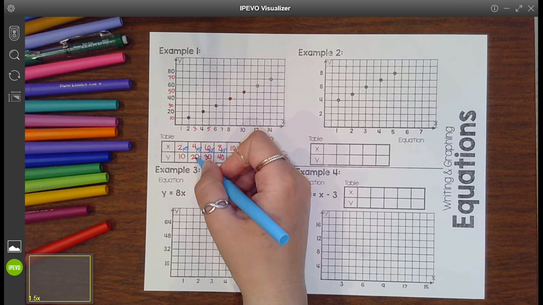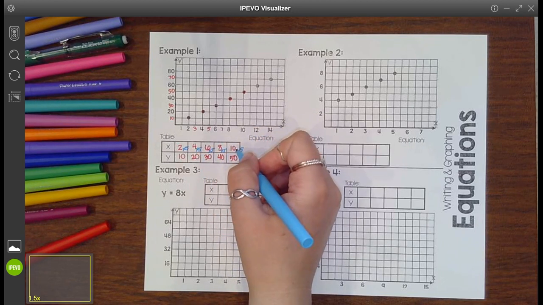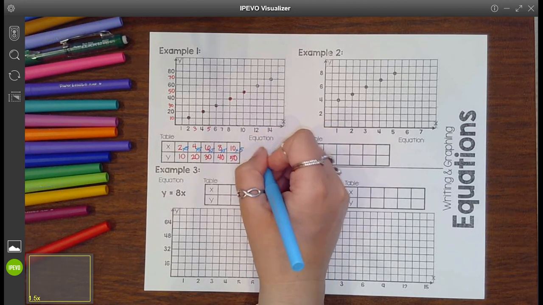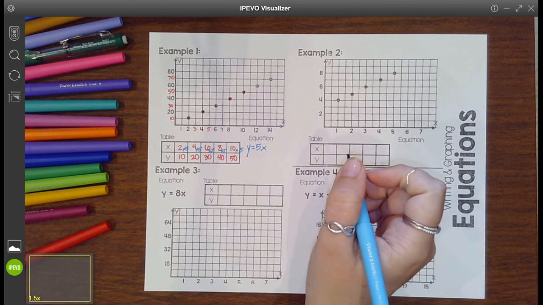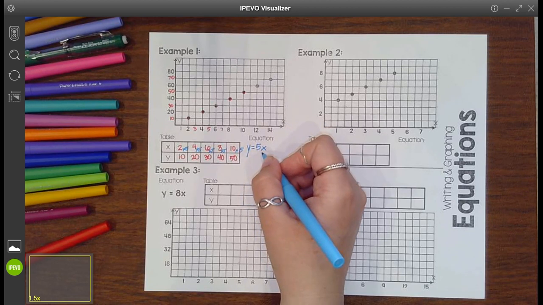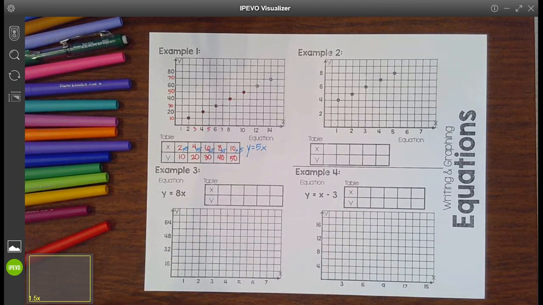4 times 5 is 20. 6 times 5 is 30. 8 times 5 is 40, and 10 times 5 is 50. That means that each time you took the X and multiplied by 5 in order to get your Y. When we write the equation, we always want it to be Y equals whatever it is you're doing to X, okay? So see if you can do this one, okay?